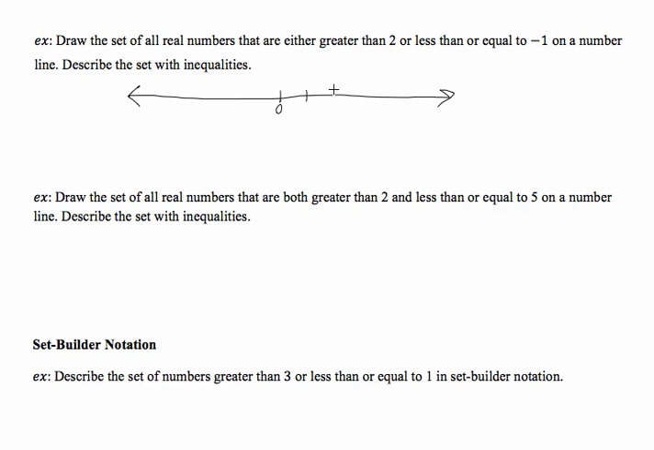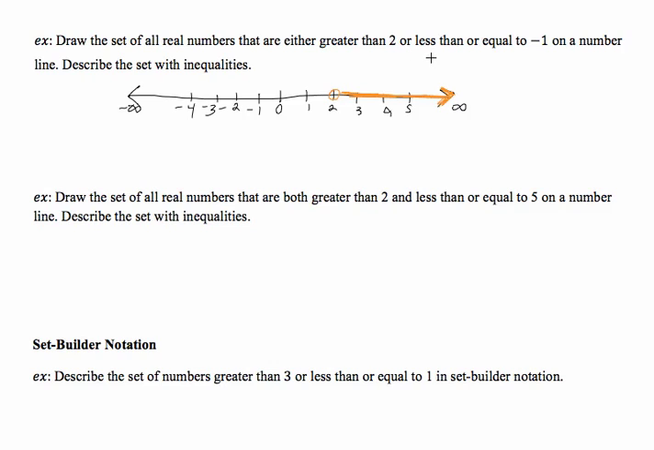So there's 0, 1, 2, and -1, -2, and so on. Okay, so if I want to draw the set of all real numbers, so all decimals, fractions, everything in between, all the integers, that are greater than 2. Now it says greater than 2. It does not say greater than or equal to 2. So 2 is not included in this set. So I'm going to put an open circle at 2 because 2 is not included. However, everything bigger than 2 is. So all of these numbers are included in the set all the way up to infinity.